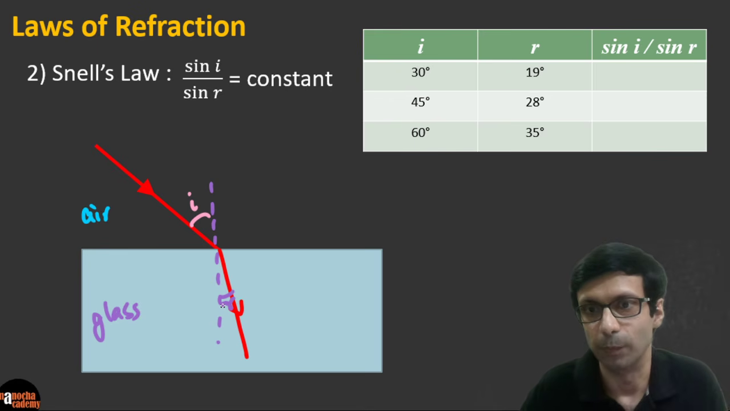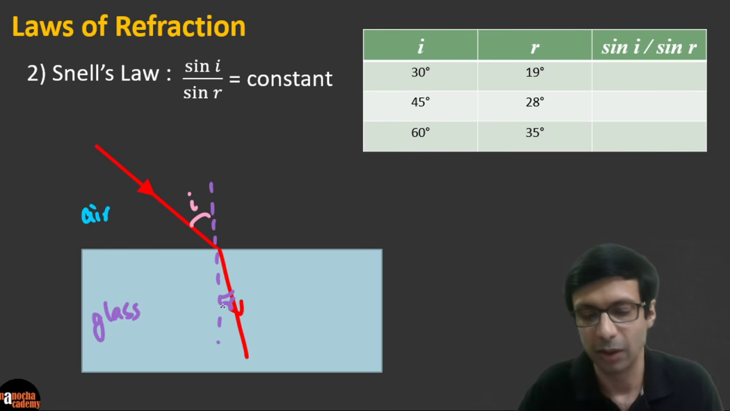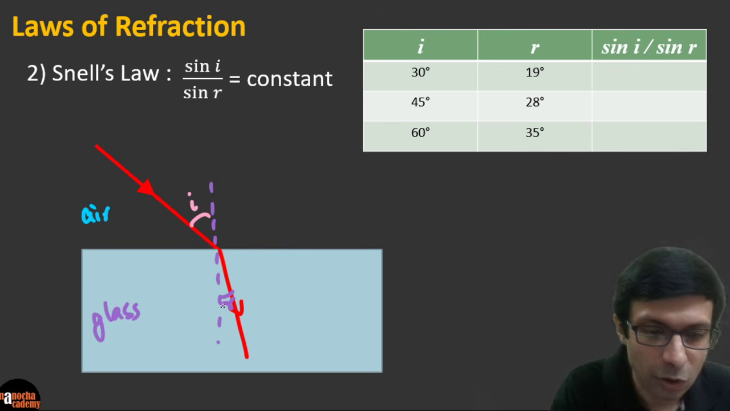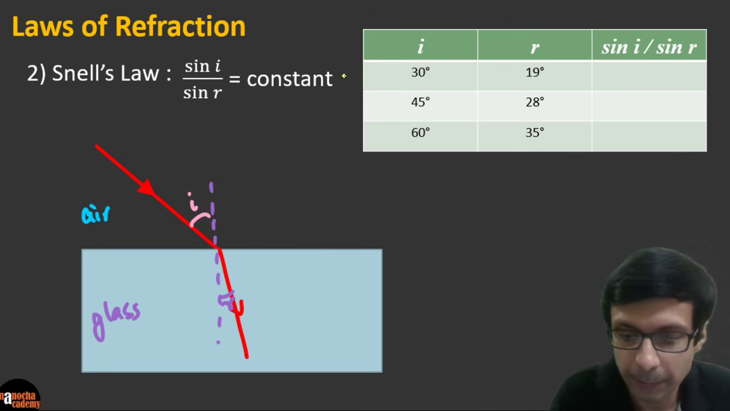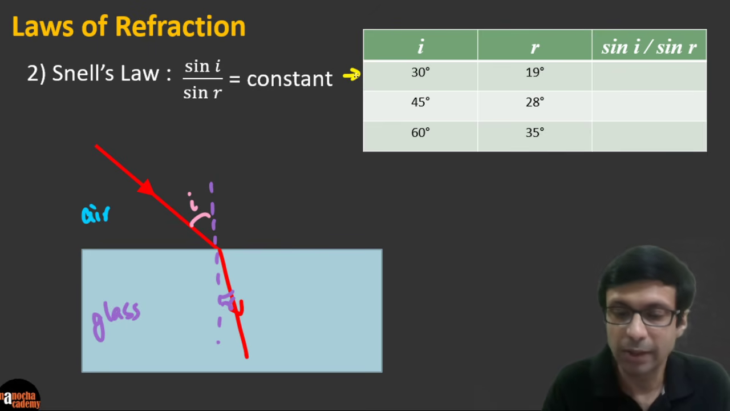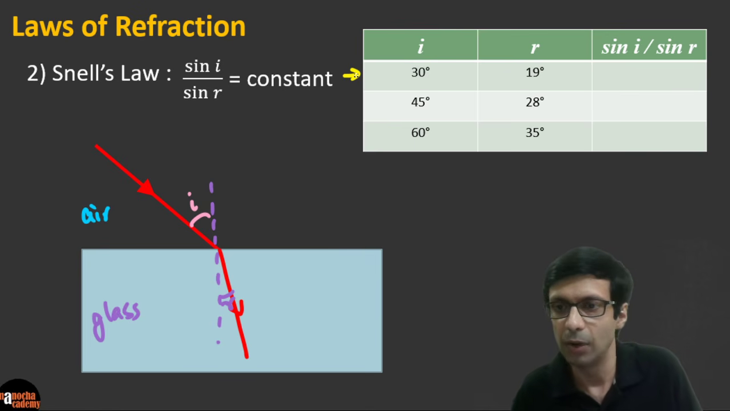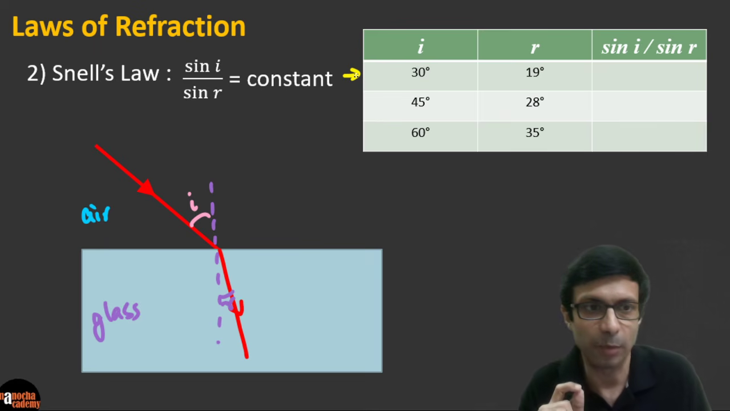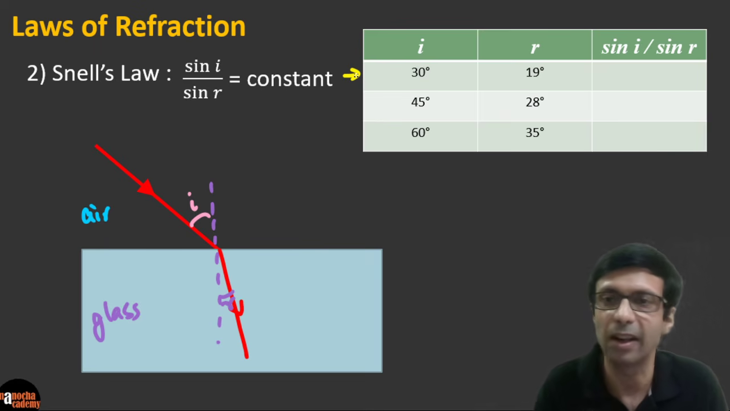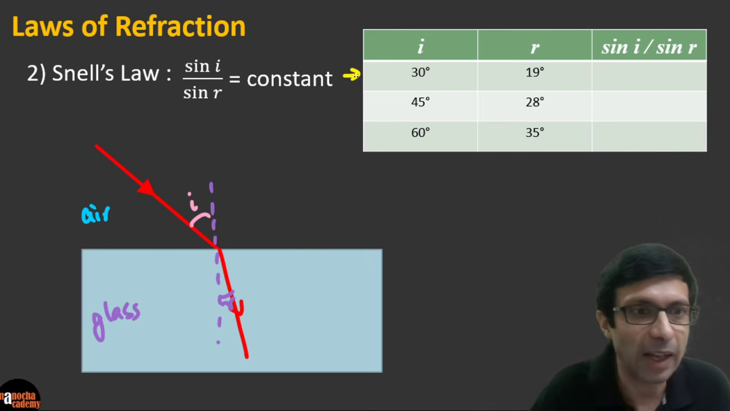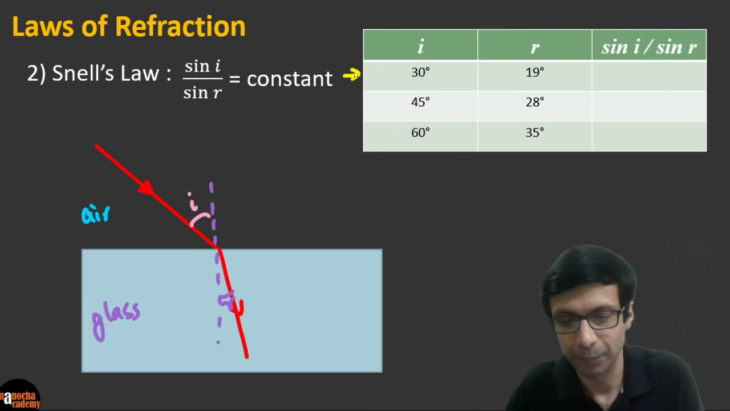Now this ratio we say is a constant. So let's understand what this means. Let's take a look at the table here. Let's say the first time we do this experiment, imagine you're doing this experiment with a laser beam, throwing red light on this glass slab. And the first time the angle of incidence is 30 degrees.